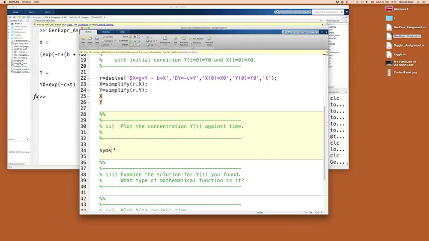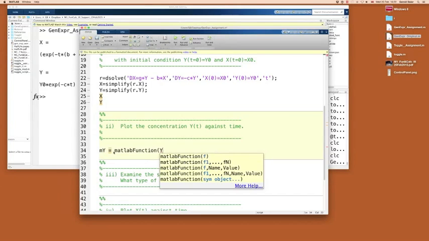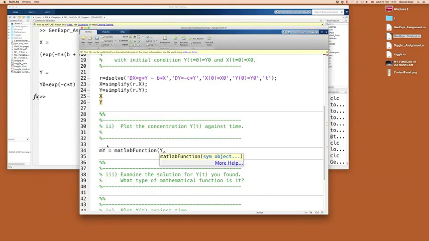variables. So we need to make a new function from our previous solution, which was these two on the screen here. So I'm going to call this my, and I'm going to call this MATLAB function, and I'm interested in what the output of y is. So y was our solution here. And then the remaining commands for this, I'm not going to go into right now.